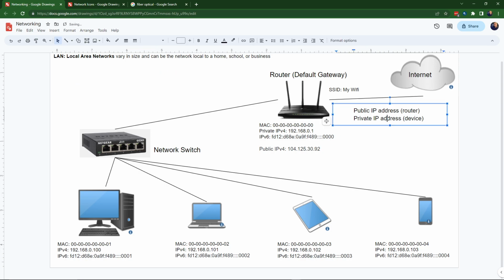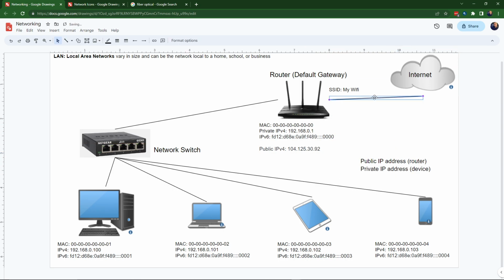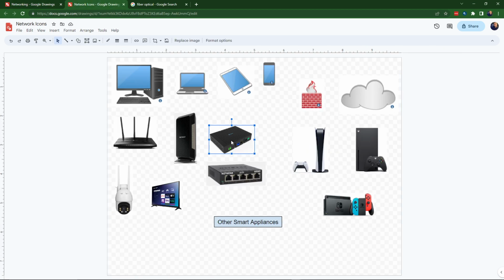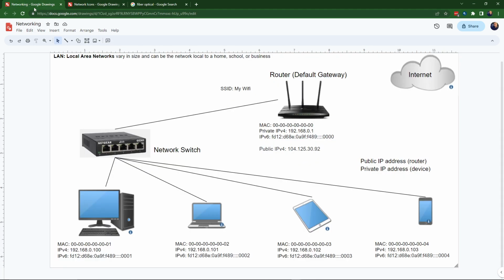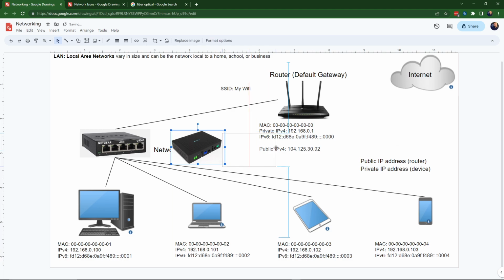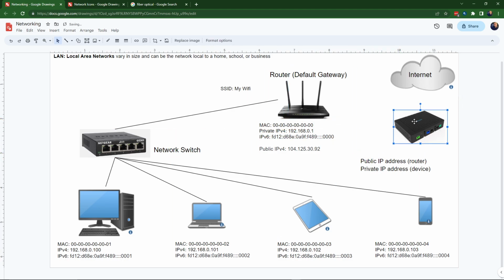So a few more things we need to keep track of here. There's actually a device, depending on what type of network you have, that sits between the router and the actual internet. So we're going to delete that right there. Come back over here to our network icons. It's going to be one of these. If you have fiber optic cable, it's going to look like this, and it's called an optical network terminal. Make this a little bit smaller.